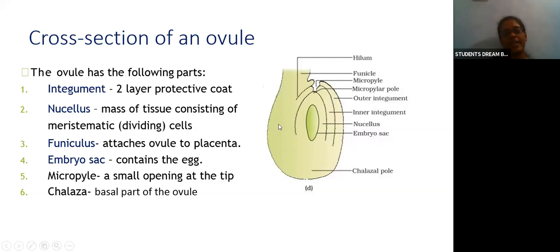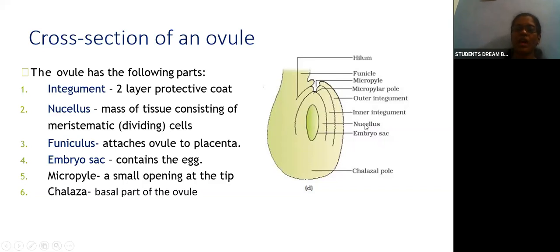Next is your nucellus. The nucellus is a mass of tissue consisting of meristematic cells. Meristematic means dividing cells. So it is a mass of tissue which consists of meristematic cells. This is the nucellus here.